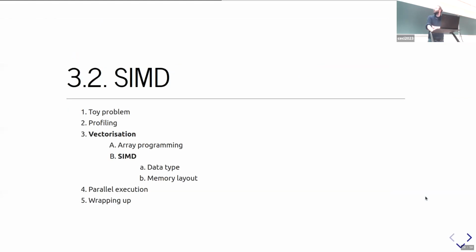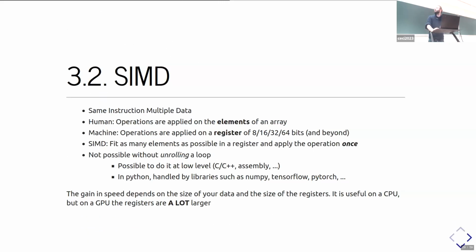So now it's going to be a bit lower level. I'm going to talk to you about SIMD. If you use Python, SIMD is probably not the kind of thing you hear every day. It is an acronym for single instruction, multiple data. This is something that happens in the CPU, but mostly on the GPU is the place where it happens the most. The idea is that the machine is not a human. A human thinks about elements in an array.